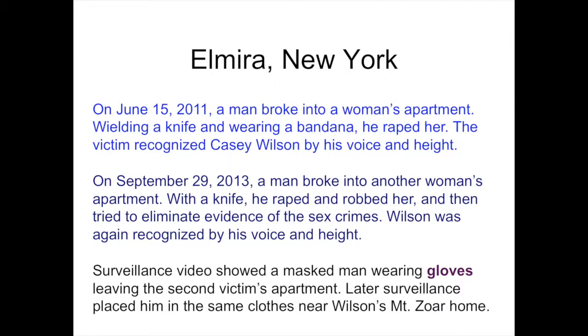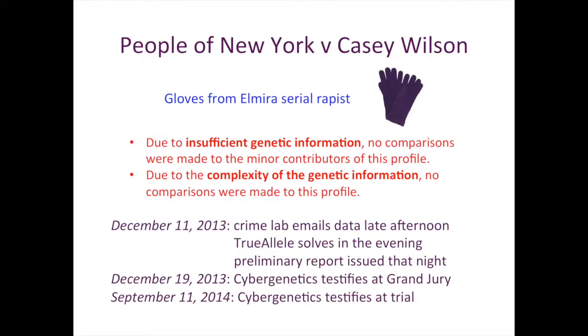After the second crime, there was a surveillance video that showed a masked man who was wearing purple knit gloves, who was leaving the second victim's apartment, and later on the surveillance video found him back near where Casey Wilson lived. So this is the case of the People of New York versus Casey Wilson. The main evidence of interest were the gloves from this Elmira serial rapist.